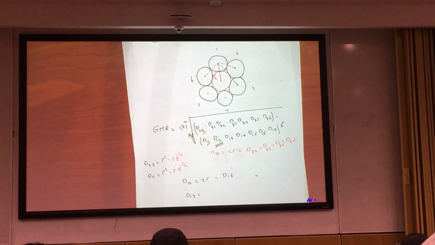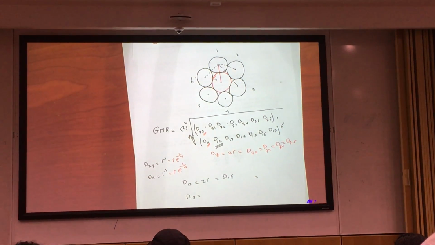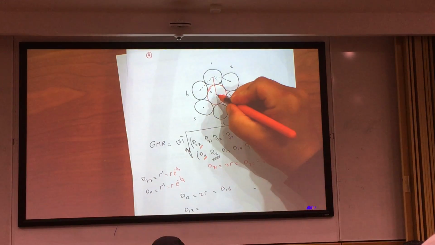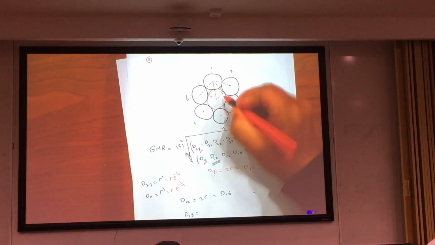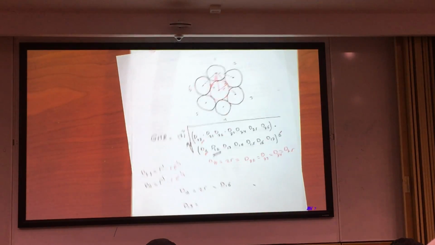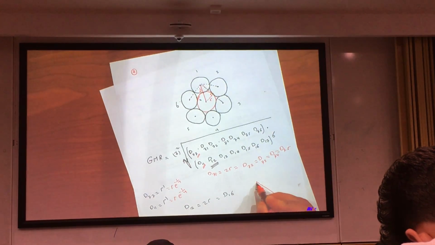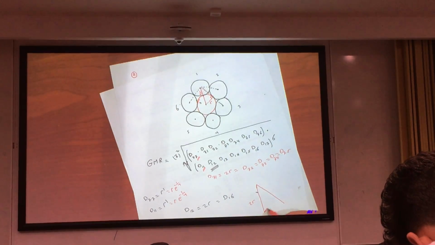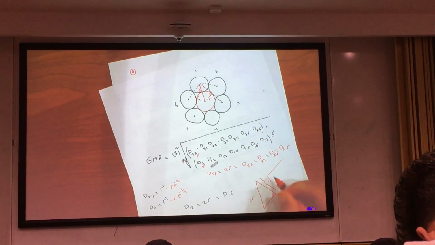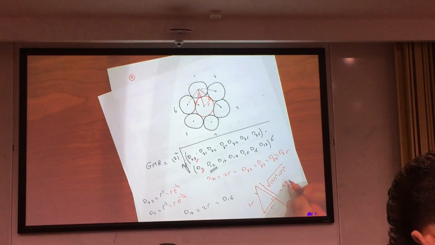Any idea? 4R. Why 4R? It's not going through the center. It's tangent. It's coming here at this point here. But if you use geometry, if you connect this, this one is R, and this one is 2R. So you can calculate this distance. So I'll draw it here. You want to calculate this distance. So what we have is 2R here, and we have R. So this distance is equal to square root of 2R squared minus R squared, which will be square root of 3 multiplied by R.